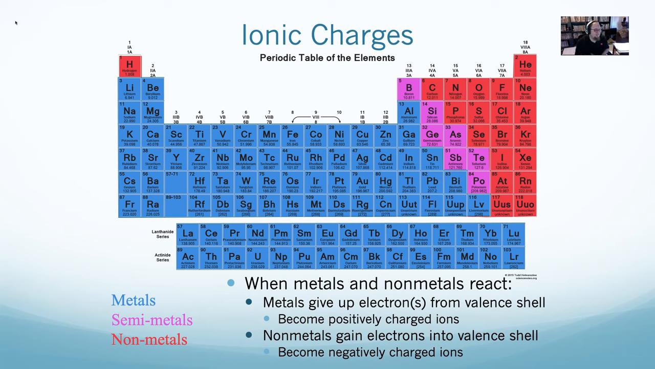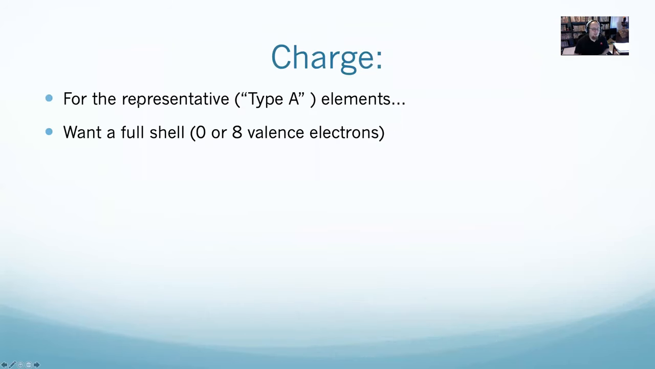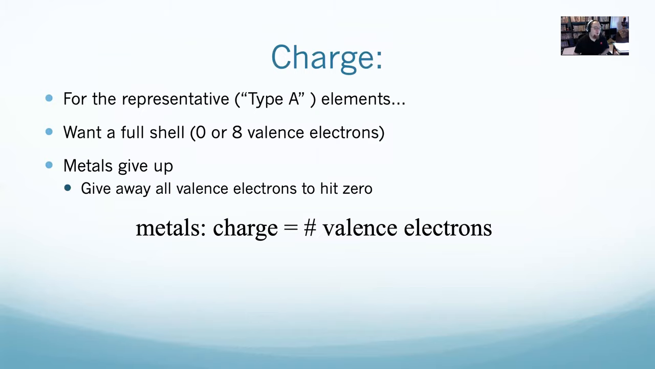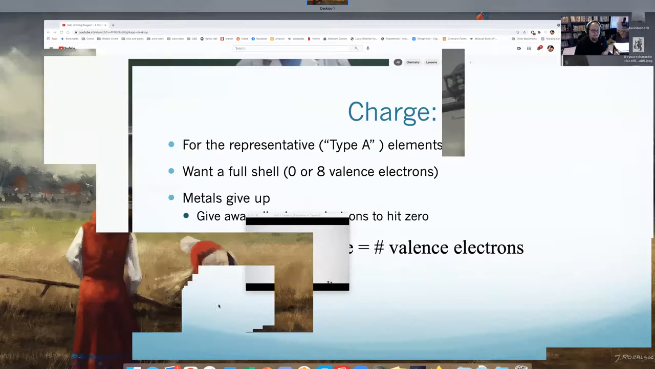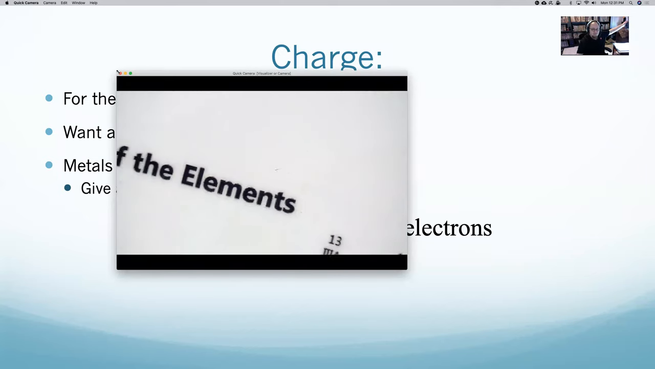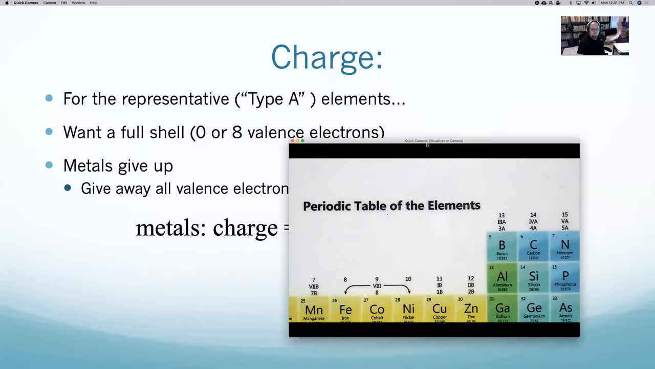Now, for our representative elements, once again, our representative elements are these guys and these guys, just those. For our representative elements, everyone's goal is going to be to hit that 0-8 number, except for hydrogen. Metals will always go for the zero. Metals will give away every valence electron they have. What this means is when a metal becomes an ion, it'll have a charge equal to the number of valence electrons it had. Keep in mind, the number of valence electrons an atom has can be represented by its family on the periodic table.